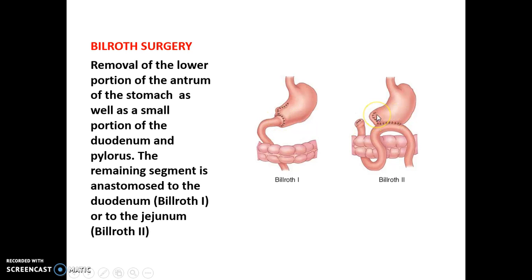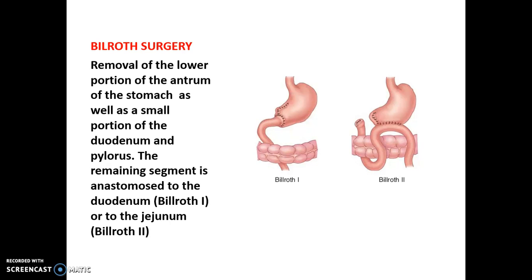If you are doing the same thing, you remove a part of the stomach, a part of the pylorus, which is a part of the stomach only, then a part of the duodenum. The remaining part you attach to the jejunum. That is Billroth 2. So if you remove part of the stomach and attach to the duodenum, it is Billroth 1. If you remove part of the stomach and attach to the jejunum, it is Billroth 2.